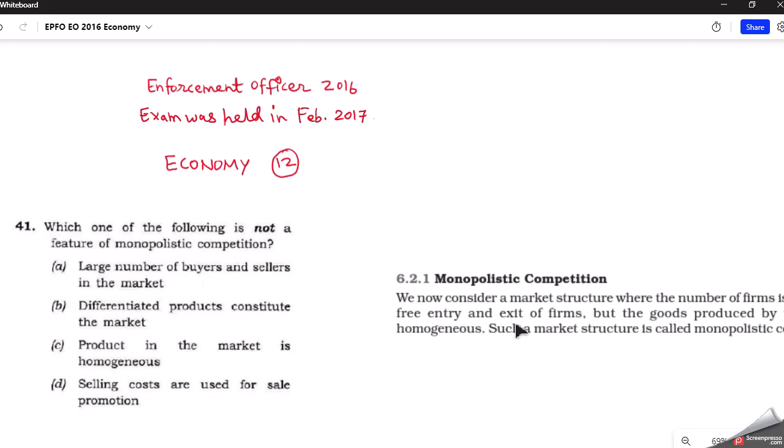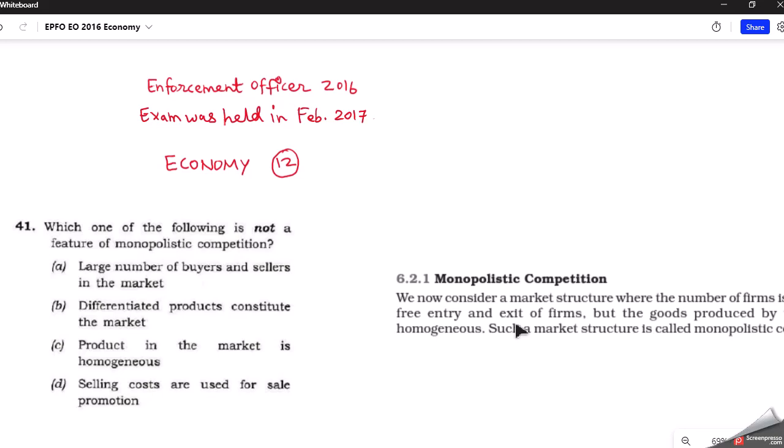So today we are going to discuss economy questions of Enforcement Officer 2016 question paper. The notification was released in 2016 but the exam was held in 2017, and from the economy subject a total of 12 questions were asked that year. So let us start with the questions and try to analyze the kind of questions UPSC has asked in this EPFO paper and what is the way forward.